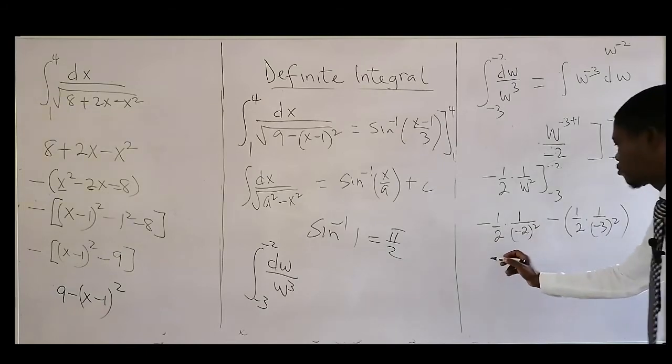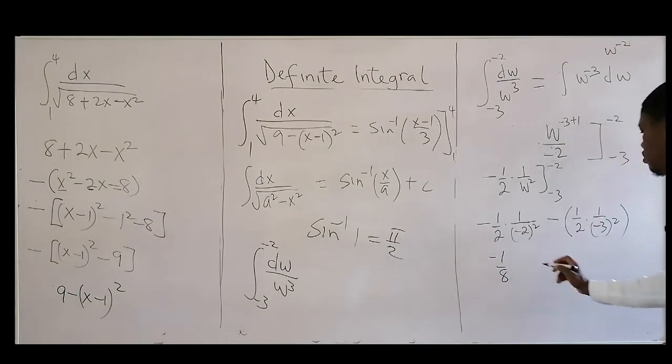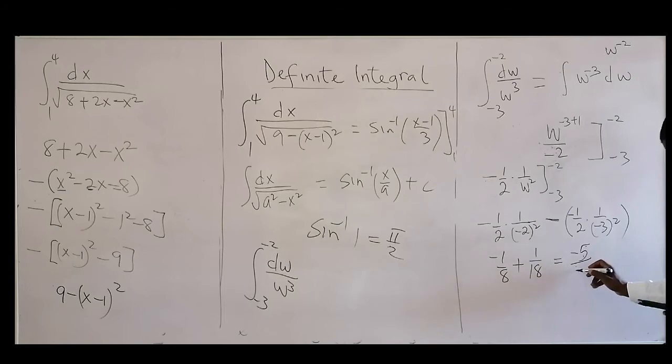Okay, and this will be equal to minus, this is minus 2 squared is 4, times 2, minus 1 over 8. Then minus, from the minus lower boundary, the function is having minus itself here, so that becomes plus here. So that will be 9, minus 3 squared is 9, times 2, that's 18. And you can solve this with a calculator. I think it is minus 5 over 72. Okay, minus 5 over 72.